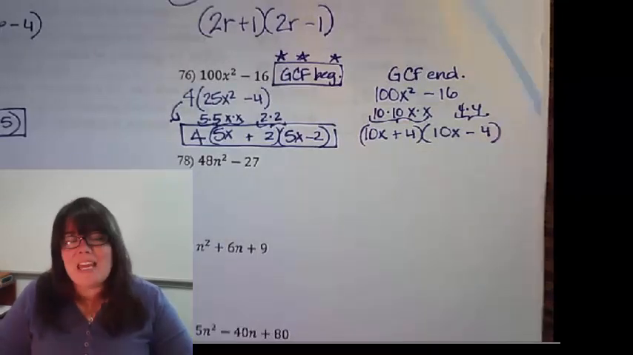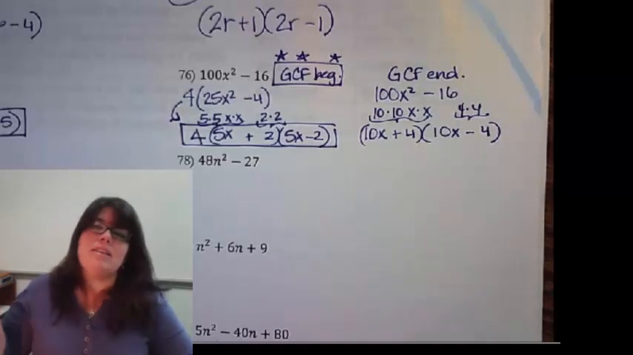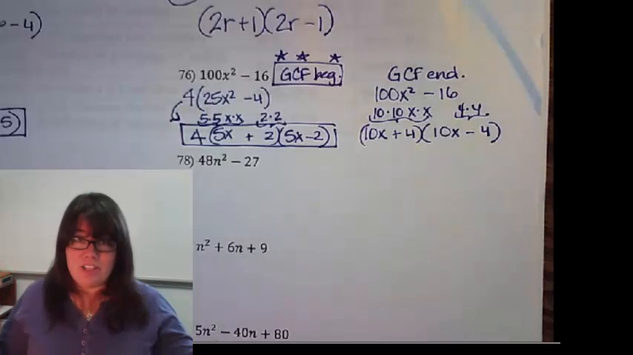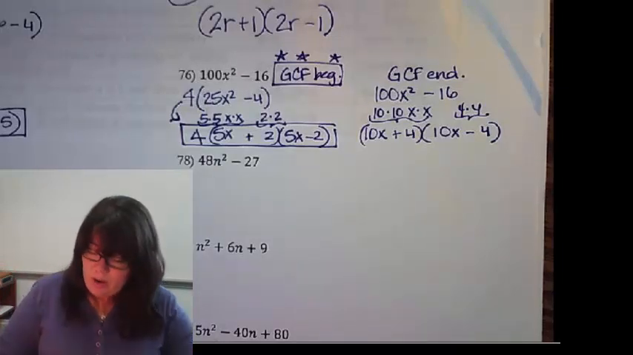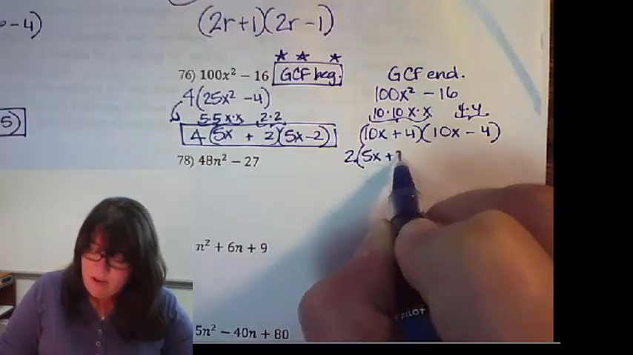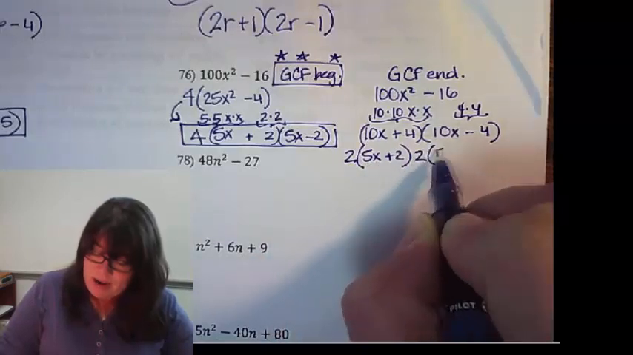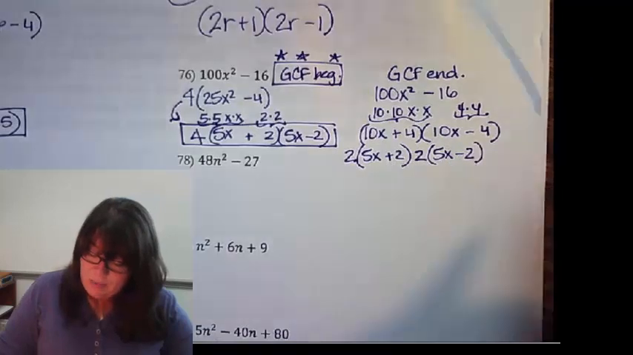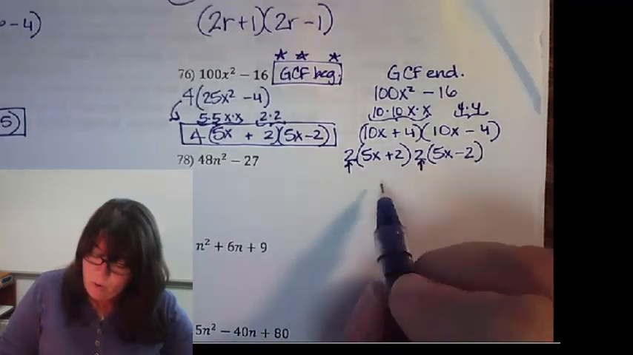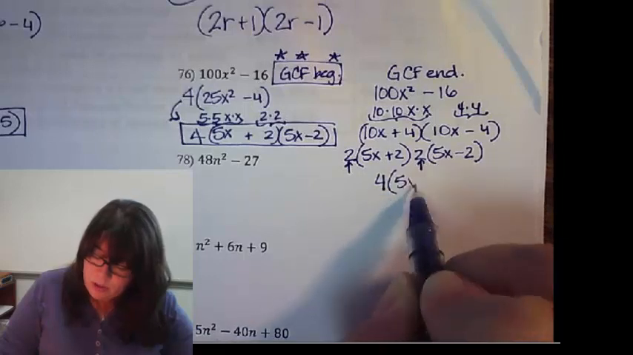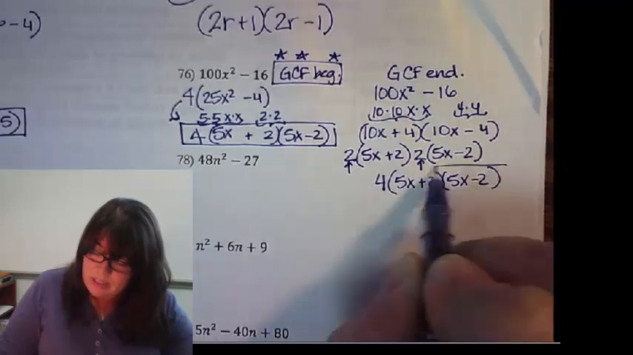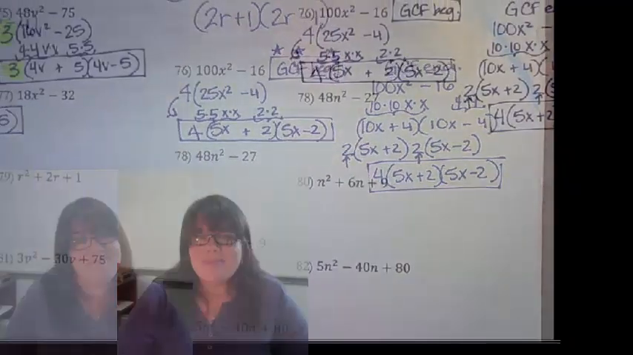Remember, you want to keep factoring, keep pulling things out until you are all done and there's nothing else that you can pull out. So let's do that now. We're going to factor out a 2, which leaves us 5x plus 2 here. Factor out a 2 leaves us 5x minus 2 there. And I'm going to take these two coefficients and multiply them together. So I have 4 times 5x plus 2 and 5x minus 2. And our answer has worked out to be the same and we're all set.